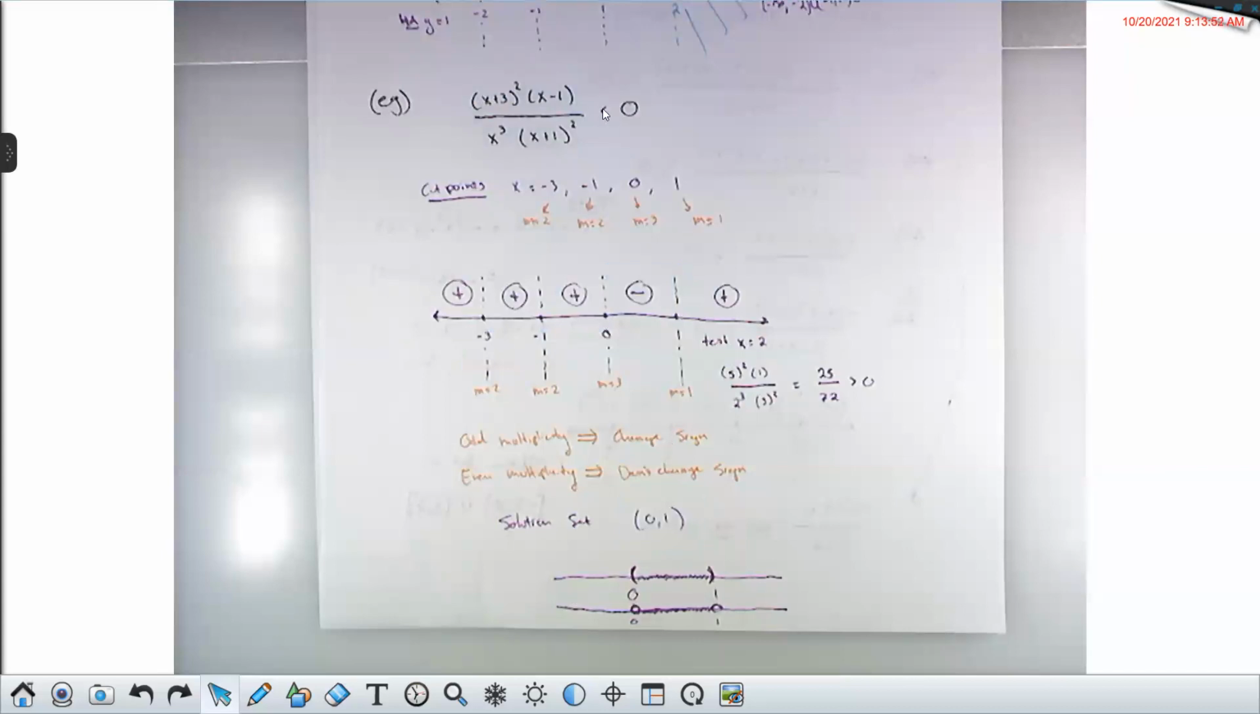Now this was a strict inequality. This was a less than, not less than or equal to. If this was a less than or equal to, I would include the 1. I would use a bracket here. But because it's strictly less than 0, I'm only looking for places where this function is negative, not equal to 0. So at x equals 1, this function would be equal to 0. So if this was a less than or equal to, I would put a bracket here. But since it's not, we use parens on both sides.